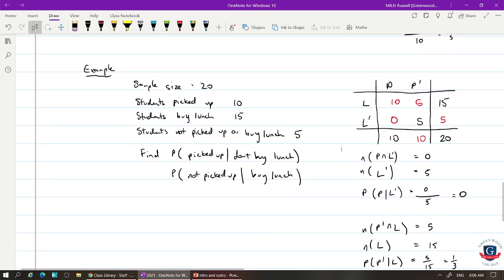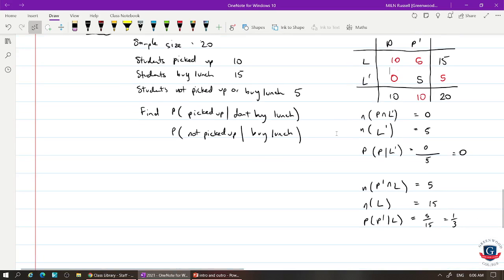And we did some of these in an earlier exercise. Now what we want to find is the probability that they're picked up given that they don't buy lunch. So that would be this expression over here. Picked up intersection don't buy lunch. Now picked up don't buy lunch, that's going to be 0. We're going to divide that by not L. Not L is 5. 0 divided by 5 is 0. So that isn't going to happen.